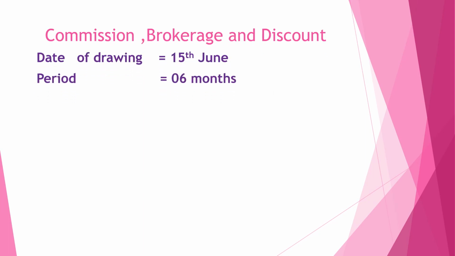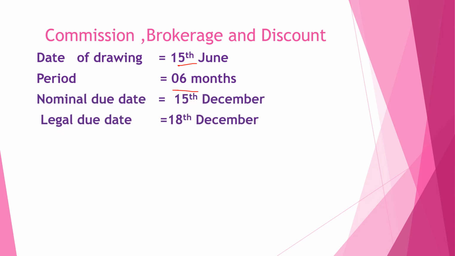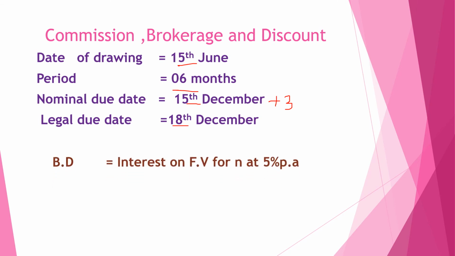So what is the date of drawing over here? 15th June. Period is 6 months. So calculate 6 months. Nominal due date is 15th, and legal due date is 15 plus 3. Be careful whenever you calculate the legal due date. It is always plus 3 to the nominal. Whatever the nominal due date is, we need to add 3. So adding 3, we get the value for the legal due date.